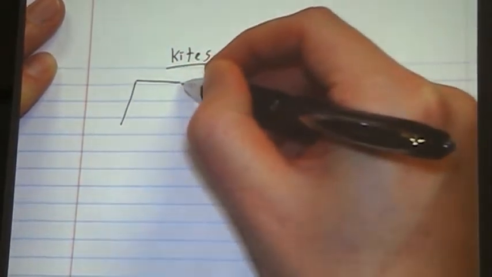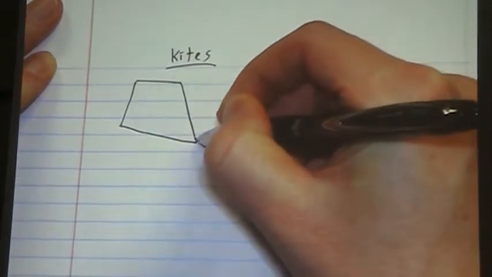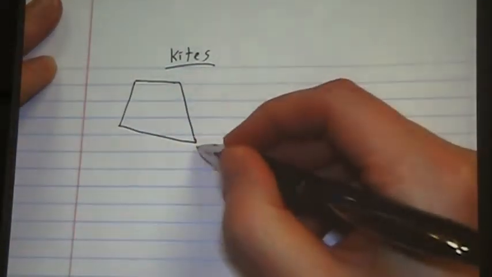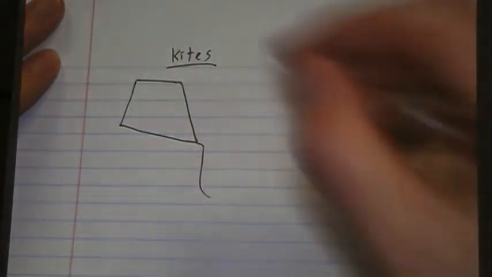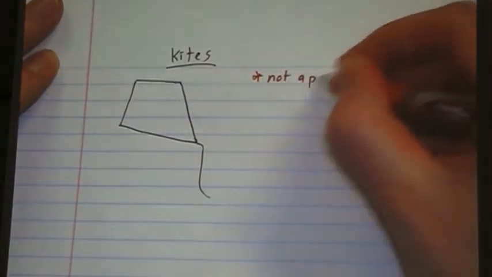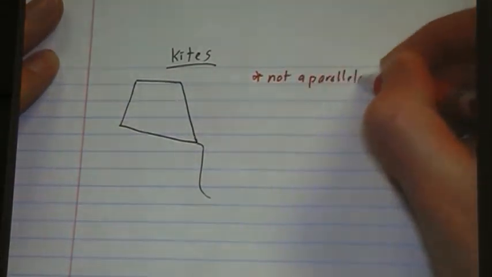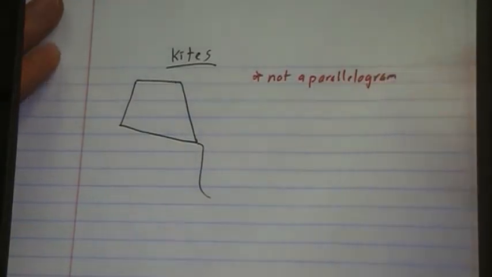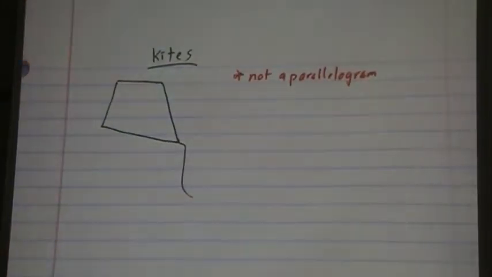And these guys are like our kites. We like to fly in the air. Probably not going to fly kites right now because it's cold and rainy outside, but you know what? There we go, there's our tail. But with a kite, it's not a parallelogram. That's the first thing we have to remember. A kite is not a parallelogram.